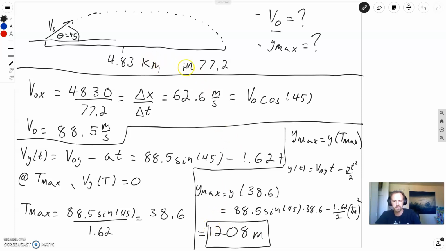So we started out with our x information. We had some displacement and some time. We used that to find our x velocity. We used our trig rules to find the actual initial velocity in this 45-degree angle direction. And then now that we have this initial velocity, we can start dealing with the y direction. I express my y velocity like this. We know that at this max height, my velocity in the y direction must be 0. So I can solve for what time that is. And then we know that the max height is just evaluating y at that special time. And we get 1,208. And that will be your solution.